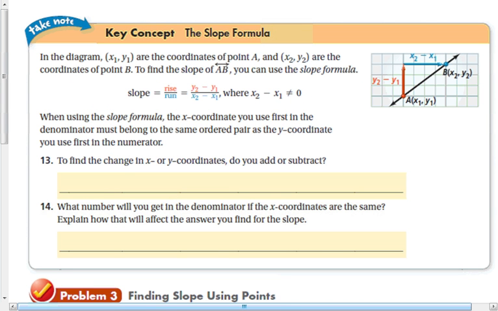Another way to find the slope is using the slope formula. If you have 2 points on a line, then you can find the rise between those points by just subtracting the y-coordinates. So the difference between the y-coordinates is the rise, and the difference between the x-coordinates is the run. Go ahead and fill in your answers, 13 and 14 here.